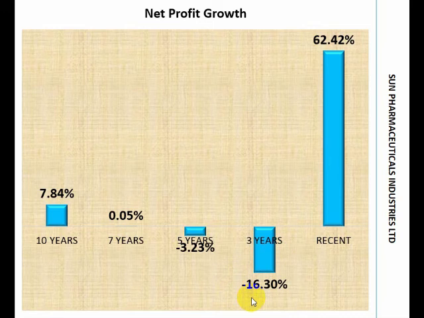And it's also a red flag if there is a high net profit growth rate. In this case, in the recent 12 months, the growth rate has climbed to 62.42% from where it was in the previous year, that is March 18 or 19. From there, the profit has increased by 62%. So all these are kind of red flags, because for both 5 and 3 years, we see a substantial fall in the net profit growth rate. This only means that the profits have fallen from where they were 3 years back as well as from where they were 5 years back.